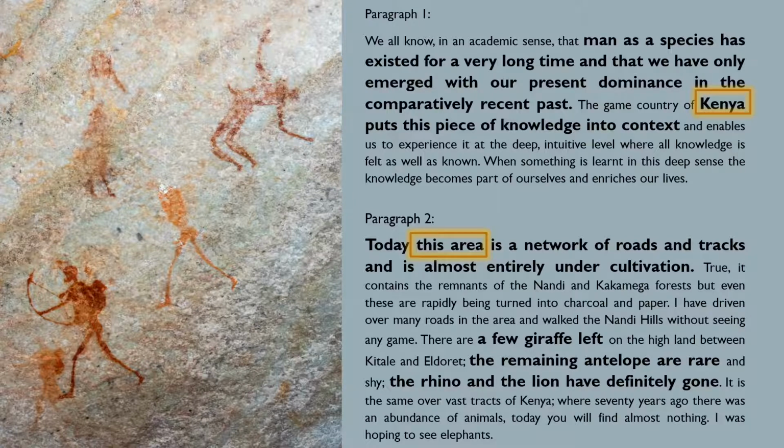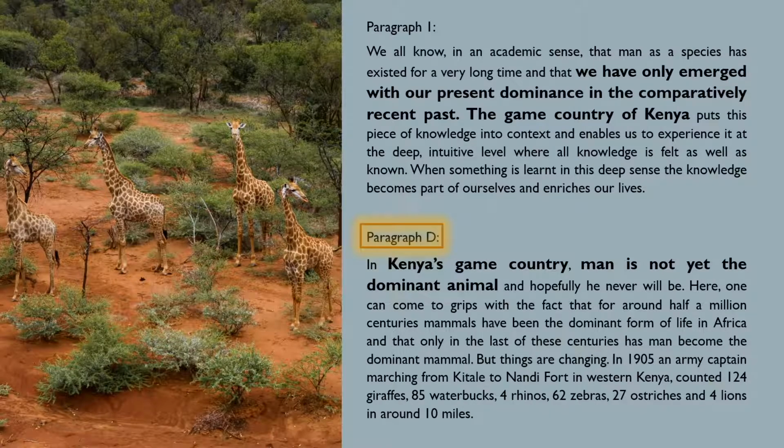The answer to question 1 needs to be a paragraph that explains which area is being discussed here. The fact that the second paragraph begins with the word today also suggests that perhaps the missing paragraph is talking about the past. So the answer to question 1 is paragraph D. The main link between the first paragraph and paragraph D is the subject. D continues the theme begun in paragraph 1 of man's dominance over the natural world.